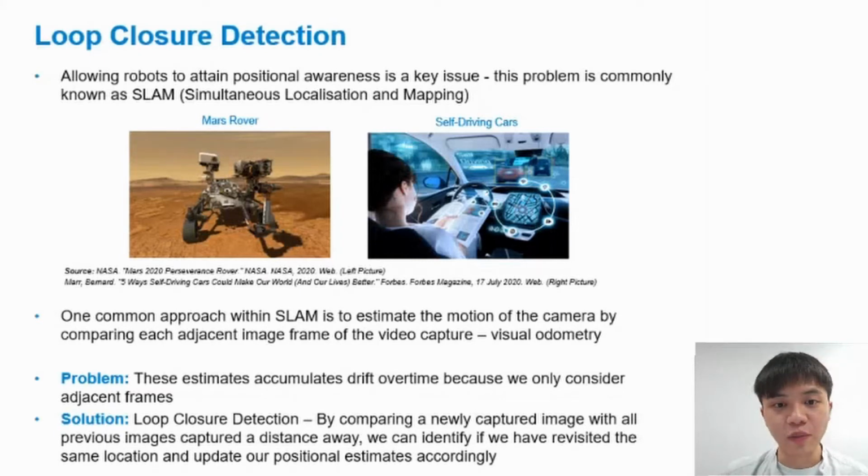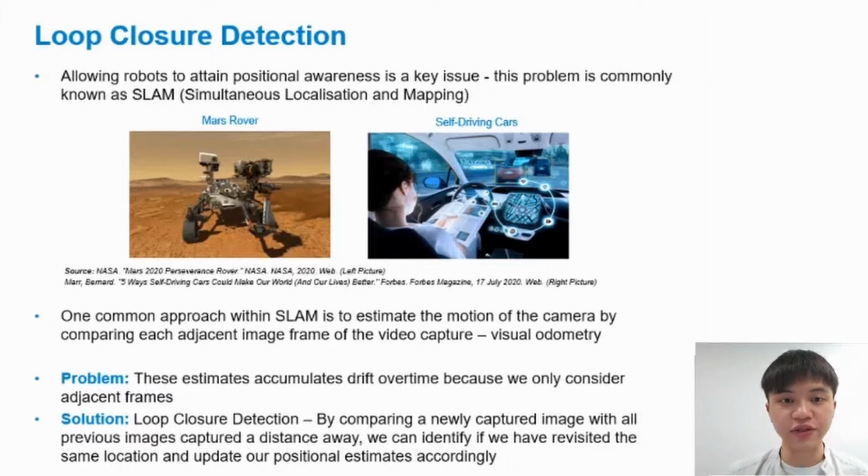In robotics, one of the most important things is for robots to attain positional awareness, so we want to know where exactly a robot is at any point of time. This is commonly used in applications such as Mars rovers or self-driving cars, and this problem is known as SLAM. One common approach to solving SLAM is just to place a camera on top of the robot itself and allow this camera to capture a video.